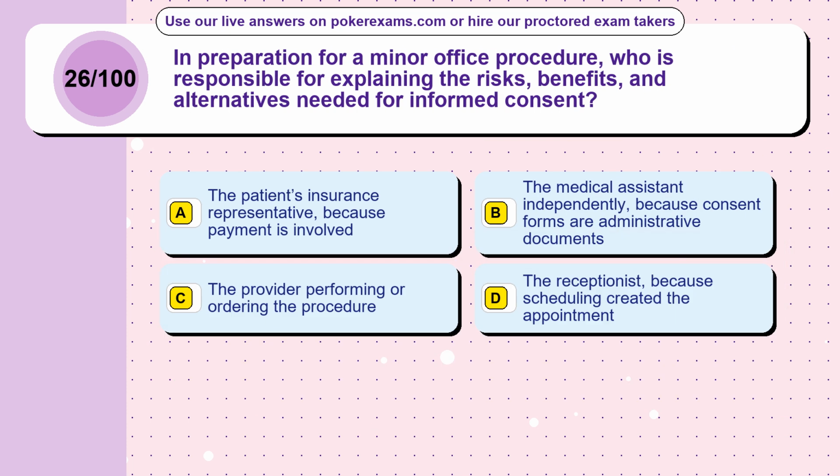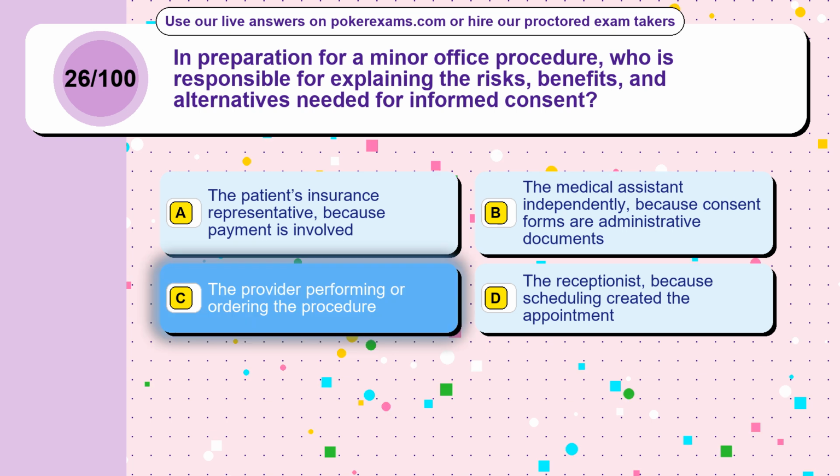Question 26. In preparation for a minor office procedure, who is responsible for explaining the risks, benefits, and alternatives needed for informed consent? Option A. The patient's insurance representative, because payment is involved. Option B. The medical assistant independently, because consent forms are administrative documents. Option C. The provider performing or ordering the procedure. Option D. The receptionist, because scheduling created the appointment.